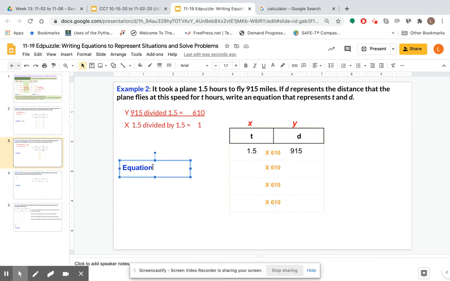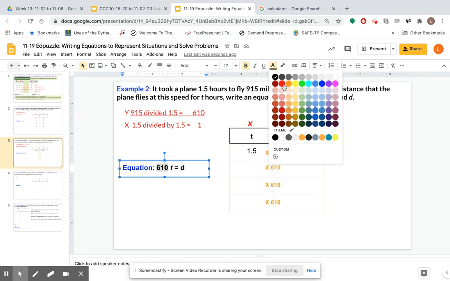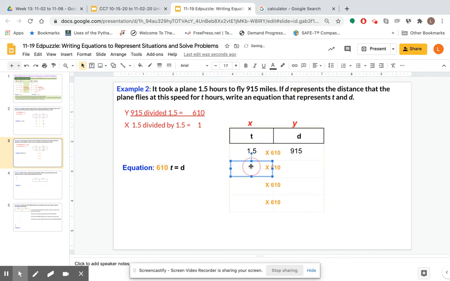So right here, 610 times your x. The thing on that side would be time, so that's going to be times the t, and that's going to equal the thing on the y side, so your distance. All right, so let's test that out and let's show how that would work, okay?